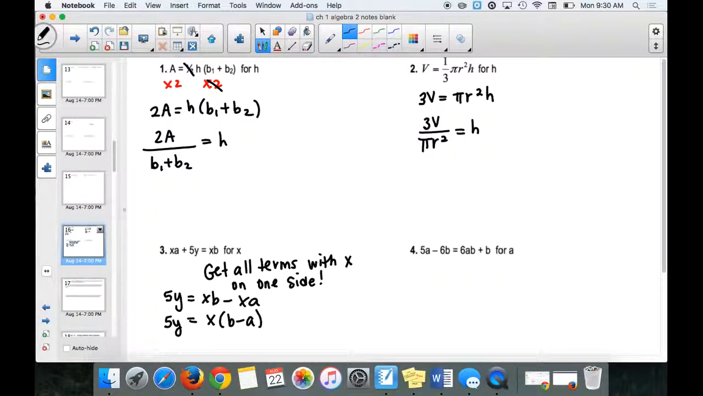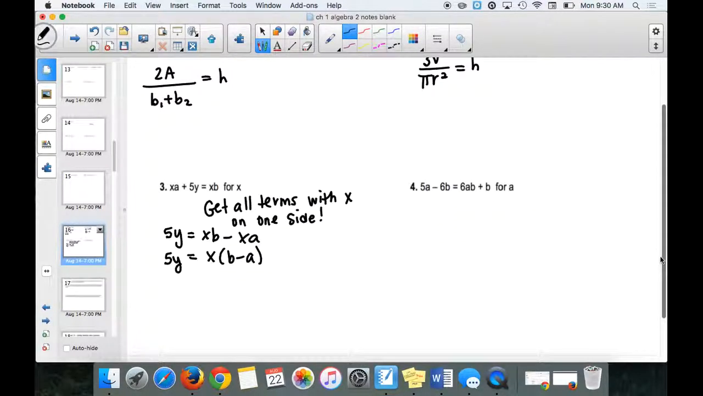All right, so we have this. Now that you have the x pulled out, do you see what you're going to do to get the x by itself? Divide by b. Yeah, divide by the b minus a, exactly. So we're going to have x equals 5y over b minus a. So that will always happen whenever you have two x's or two y's or whatever you're solving for. You want to get them on one side, factor it to the front, and then solve.